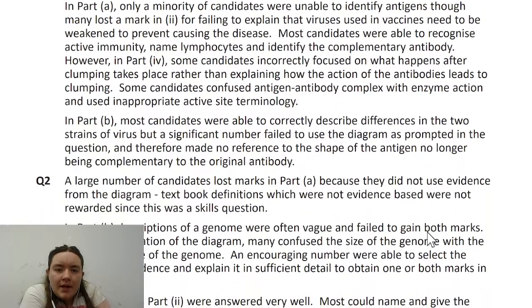In part B, most candidates were able to correctly describe differences in two strains of virus, but a significant number failed to use the diagram as prompted in the question and therefore made no reference to the shape of the antigen no longer being complementary to the antibody. Yeah, that is kind of an important thing to note, in fairness.